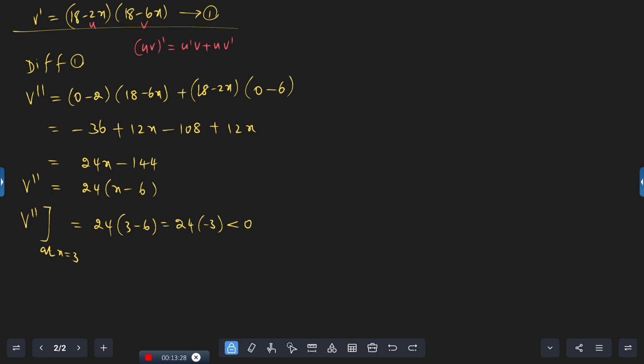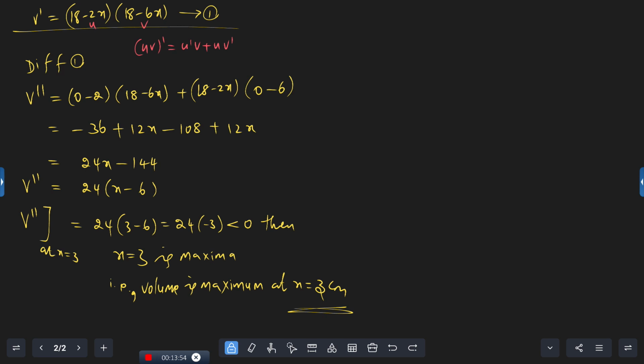Double derivative is less than 0. What can we say? Maxima. Then x is equal to 3 is maxima. Maxima means the volume is maximum. Volume is maximum at x is equal to 3 centimeter.